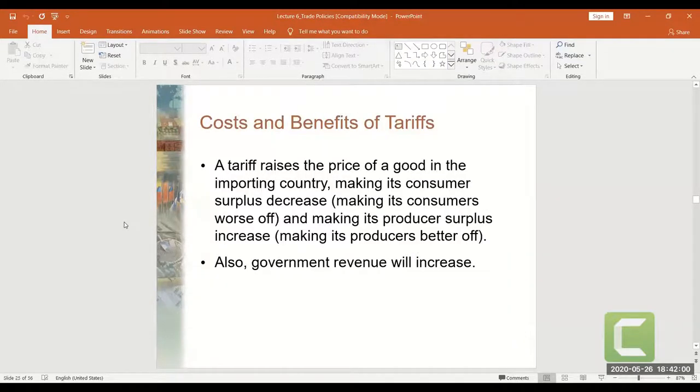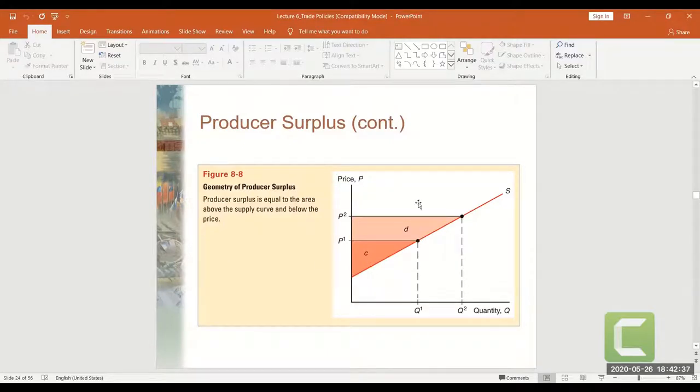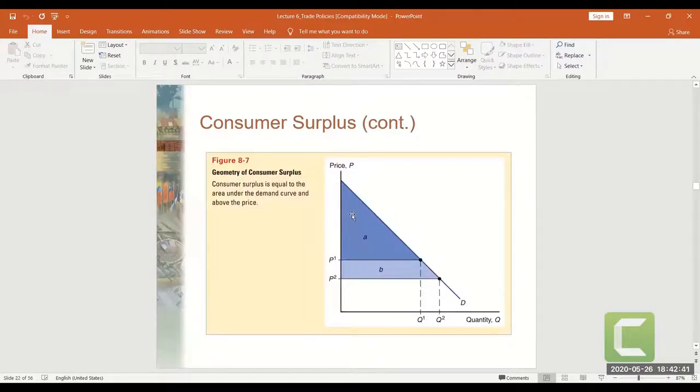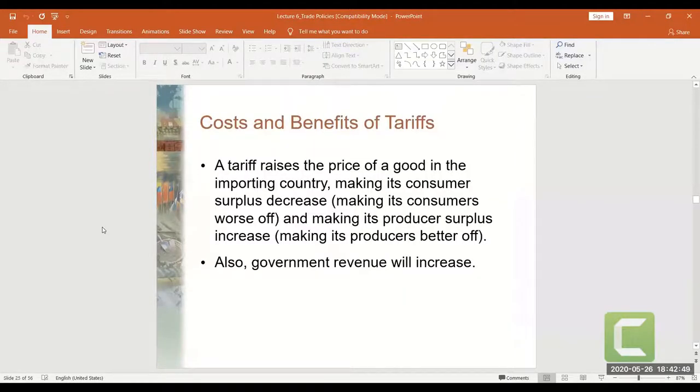Now, using this consumer and producer surplus, we can find out the cost and benefits of a tariff. A tariff, in general, hurts consumers because it makes the goods expensive. So consumer surplus is going to decrease. Producers are protected, and the price increase is going to be an advantage for producers. So this is just by intuition, you already know that as the prices are increasing, the consumers are worse off and the producers are better off.